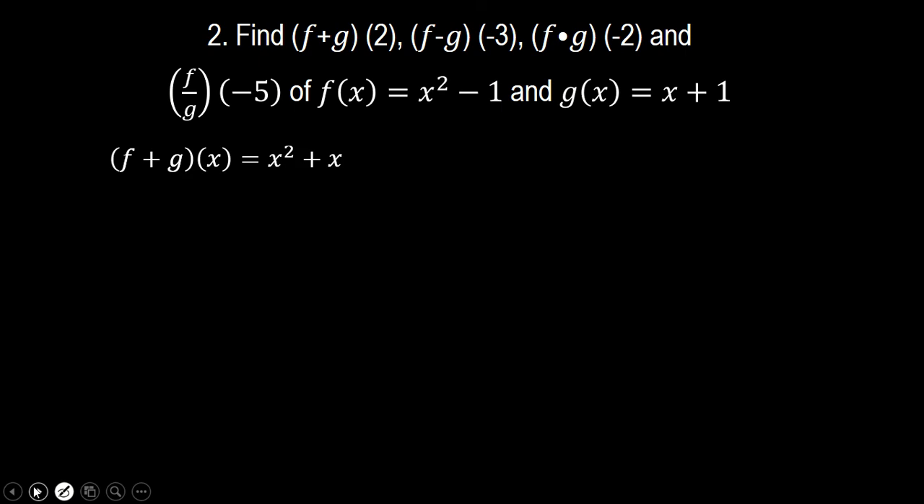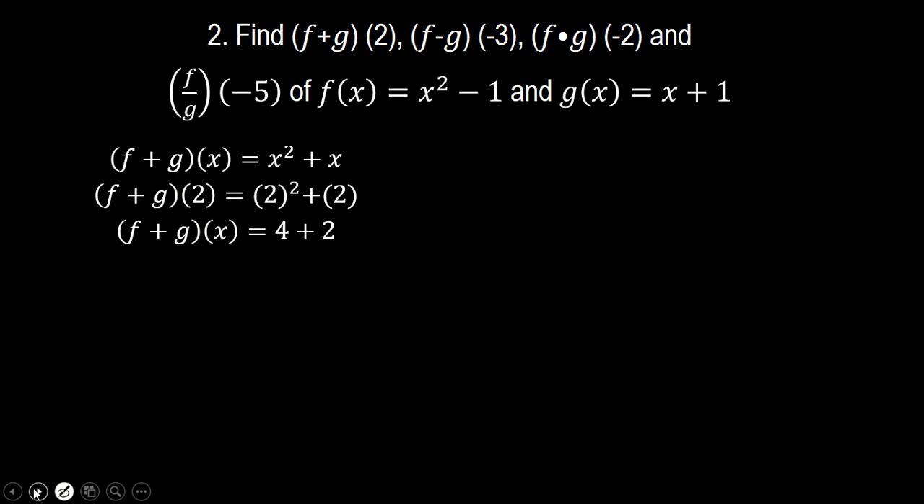First off, for the sum. Given that the sum is x squared plus x, let's just substitute 2. If we substitute 2, we'll have 2 squared plus 2. 2 squared is 4, and 4 plus 2 is 6. So we have here f plus g of 2, and the answer is equal to 6.